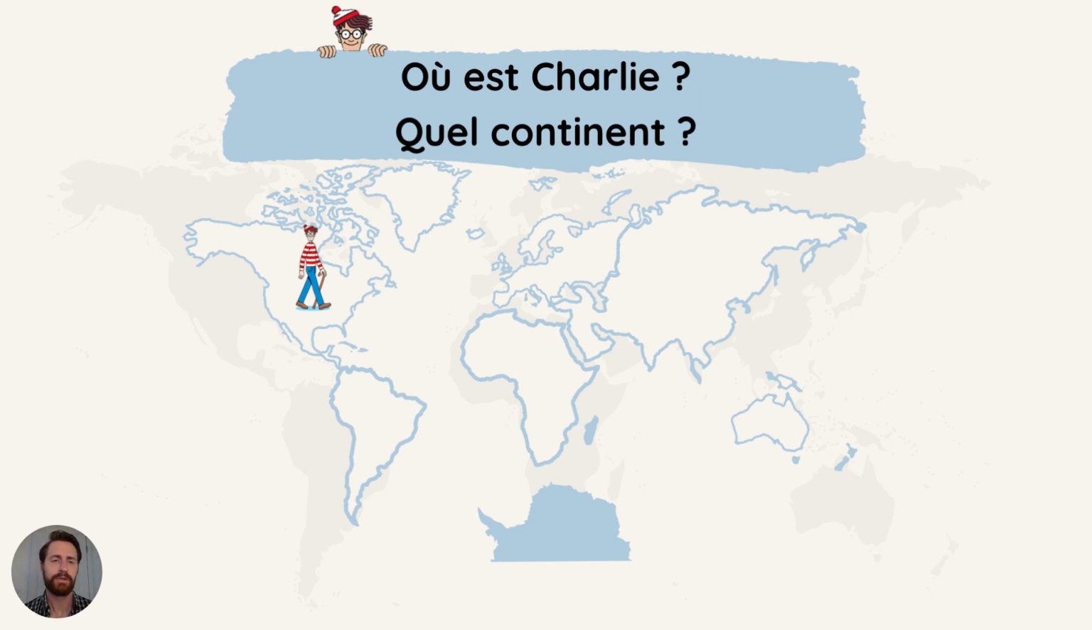Okay, on va jouer un jeu. So this character might look familiar with you. This is, in English, we call him Waldo. In France, they call him Charlie. So we're going to play a game of Où est Charlie? Où est Charlie? Quel continent?